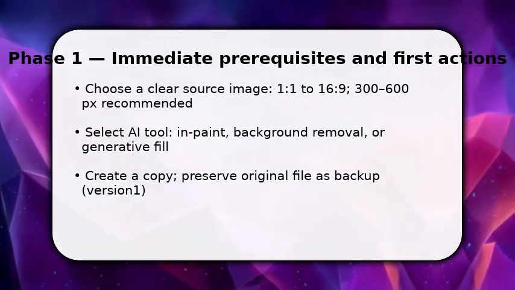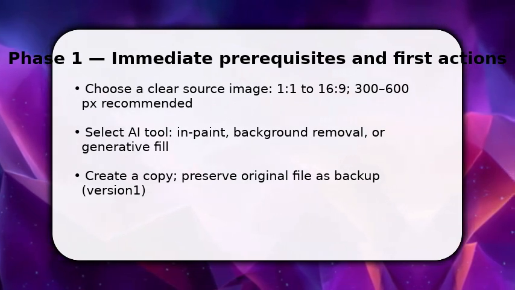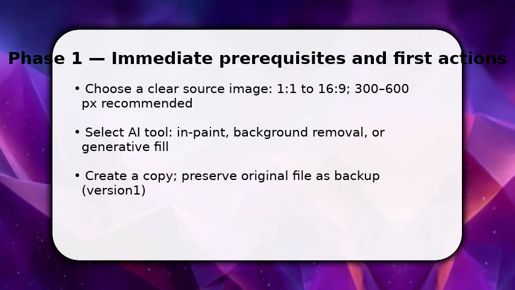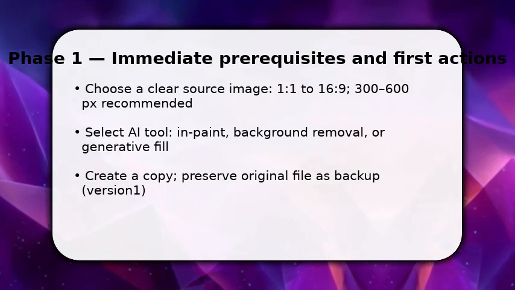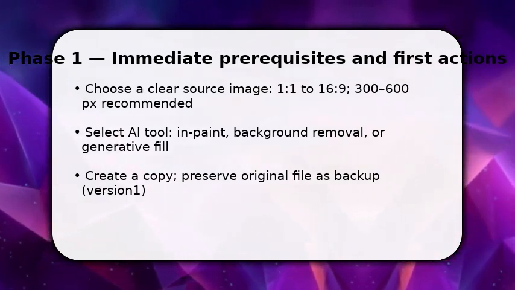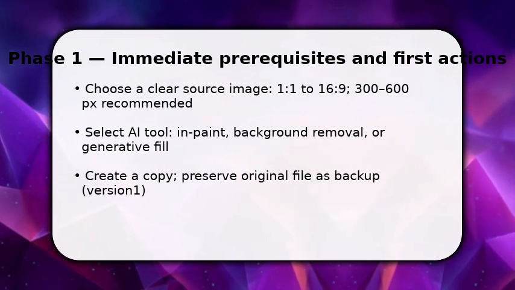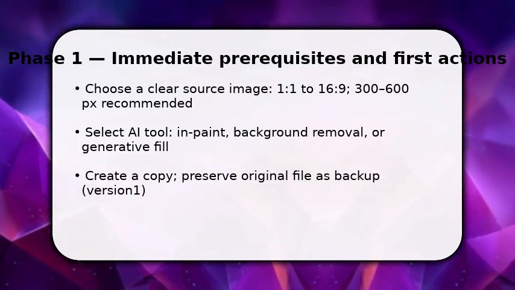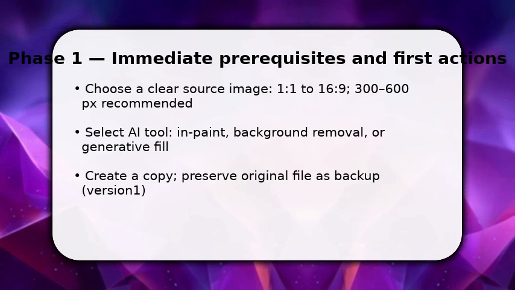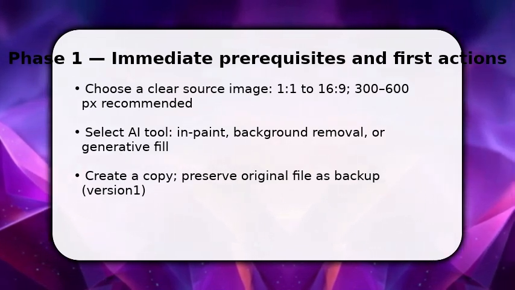Next, set canvas dimensions and resolution to match your output needs. Use a soft selection brush to mark areas to change. Keep edges slightly feathered so the AI blends better. Once done, run a quick preview pass to confirm the mask and initial AI suggestion look plausible.